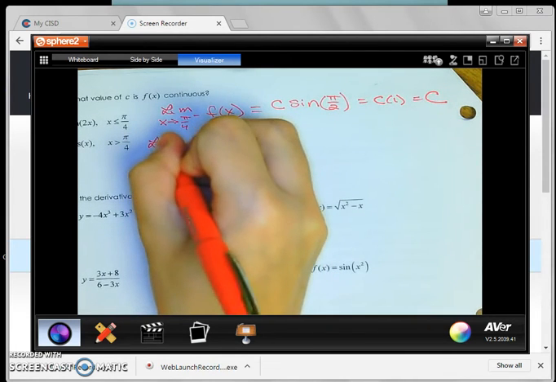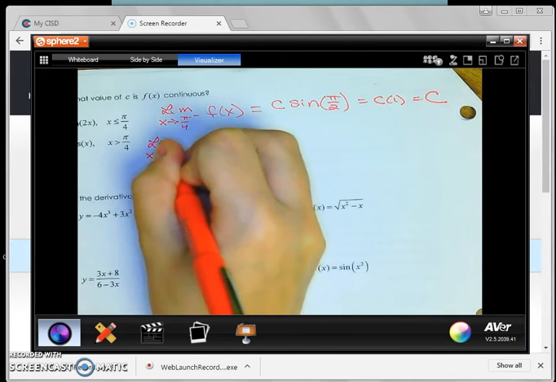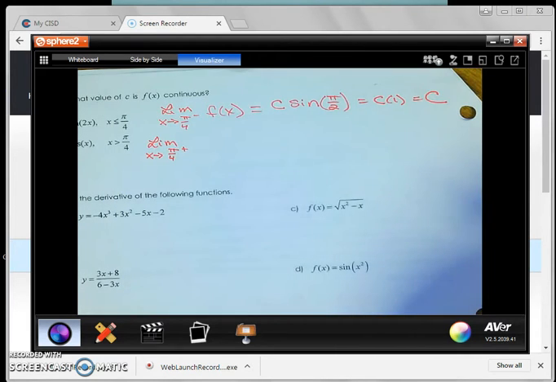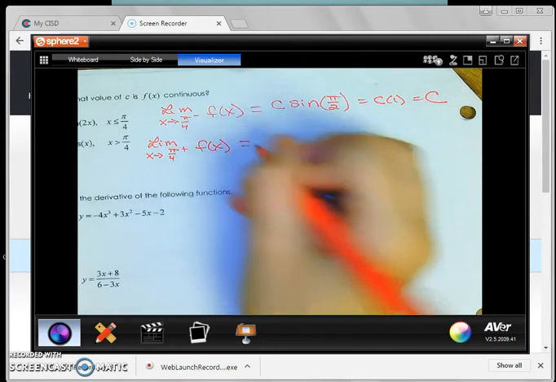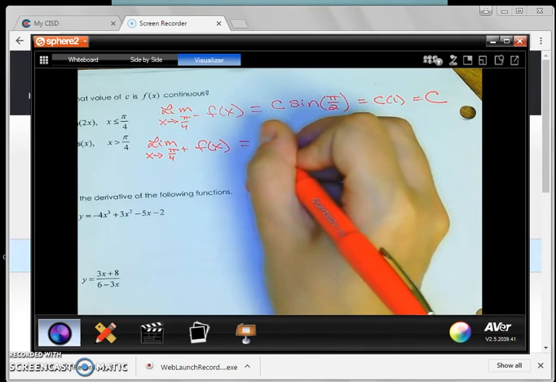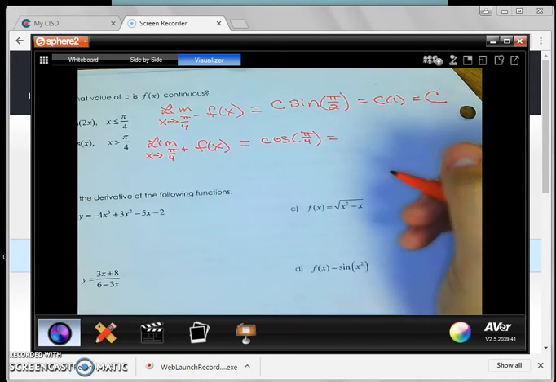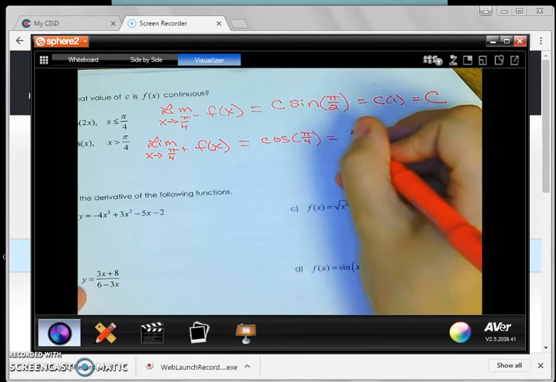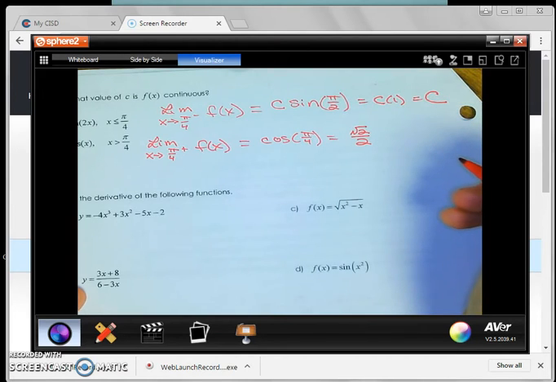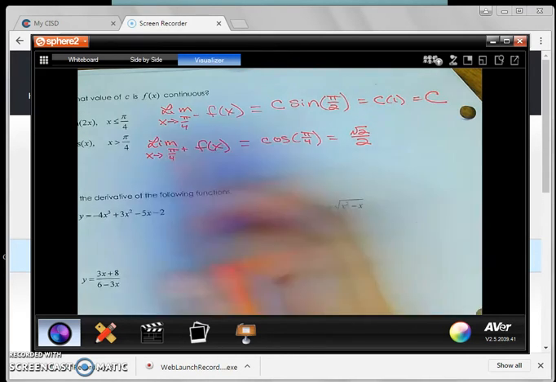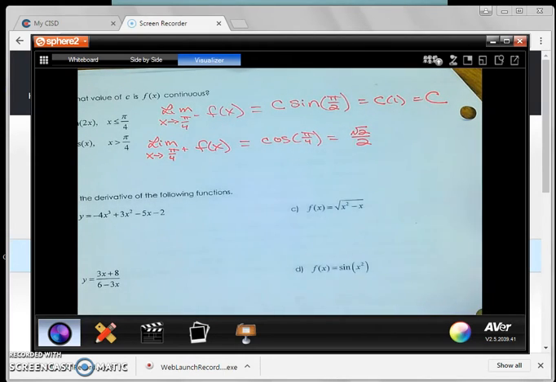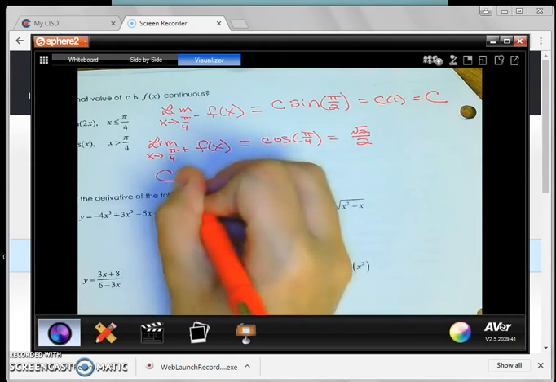Now I'm going to try to find the limit as x approaches pi over 4 from the right, again of f of x. And so now I'm plugging into there, so it's just the cosine of pi over 4. Okay. So cosine of pi over 4 from your unit circle is going to be positive radical 2 over 2. Okay. So all I need is for c, for this and this, to be the same. Well, that's easy. I didn't even need to solve. So basically, if c equals this, then the function is continuous. Okay, so we just set those two things equal to each other.